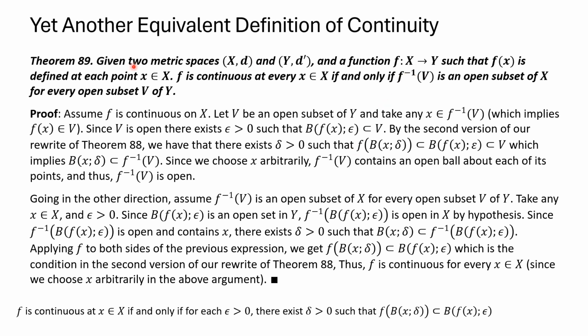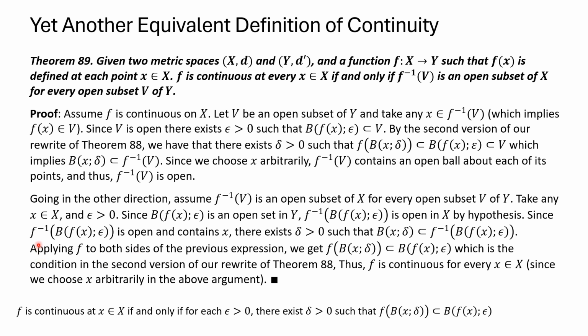Let's go in the opposite direction. Assume f inverse of V is an open subset of X for every open subset V of Y. Take any x, an element of our metric space X, and any epsilon greater than 0. Since the open ball about f of x of radius epsilon is an open set, right? All open balls are open sets. We proved that earlier. Then the inverse of this is open in X. That's basically our hypothesis here.